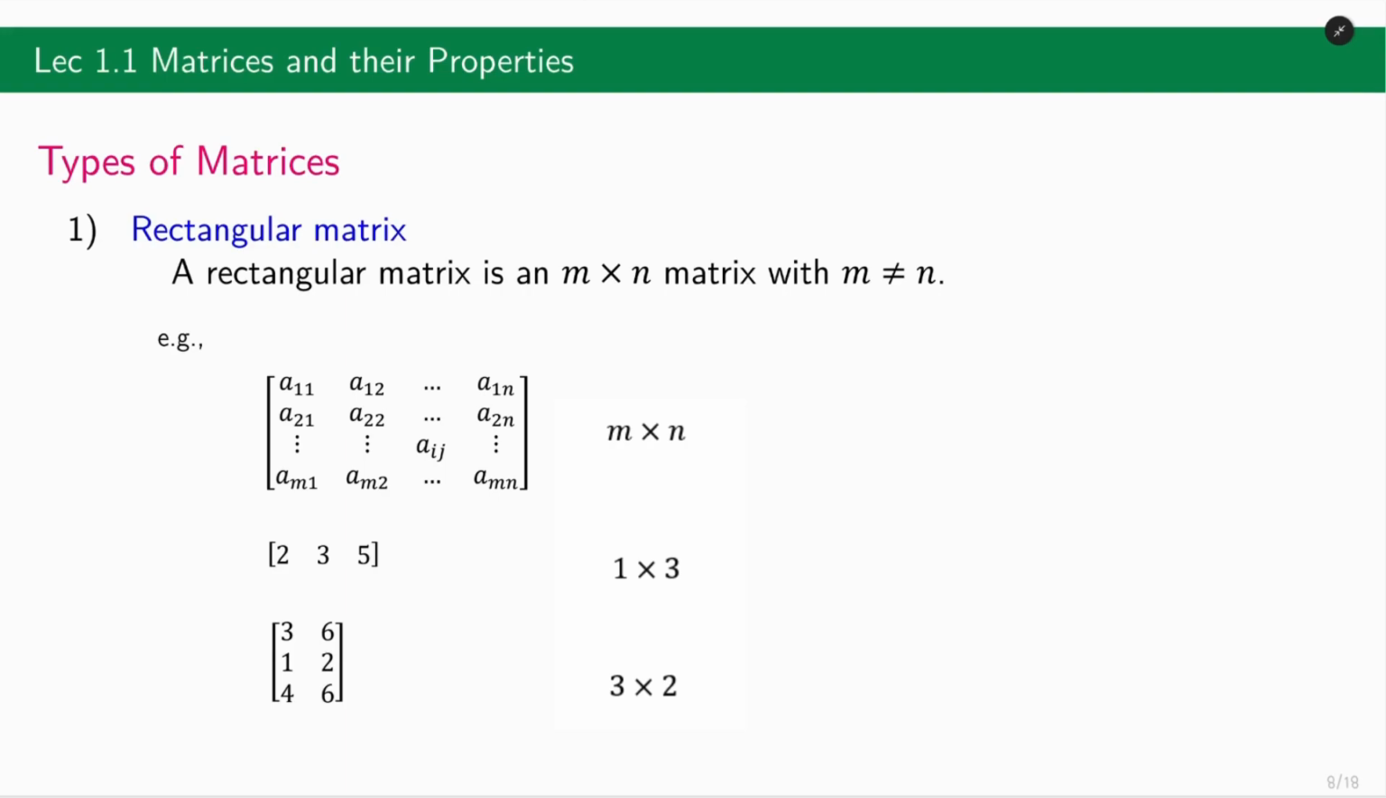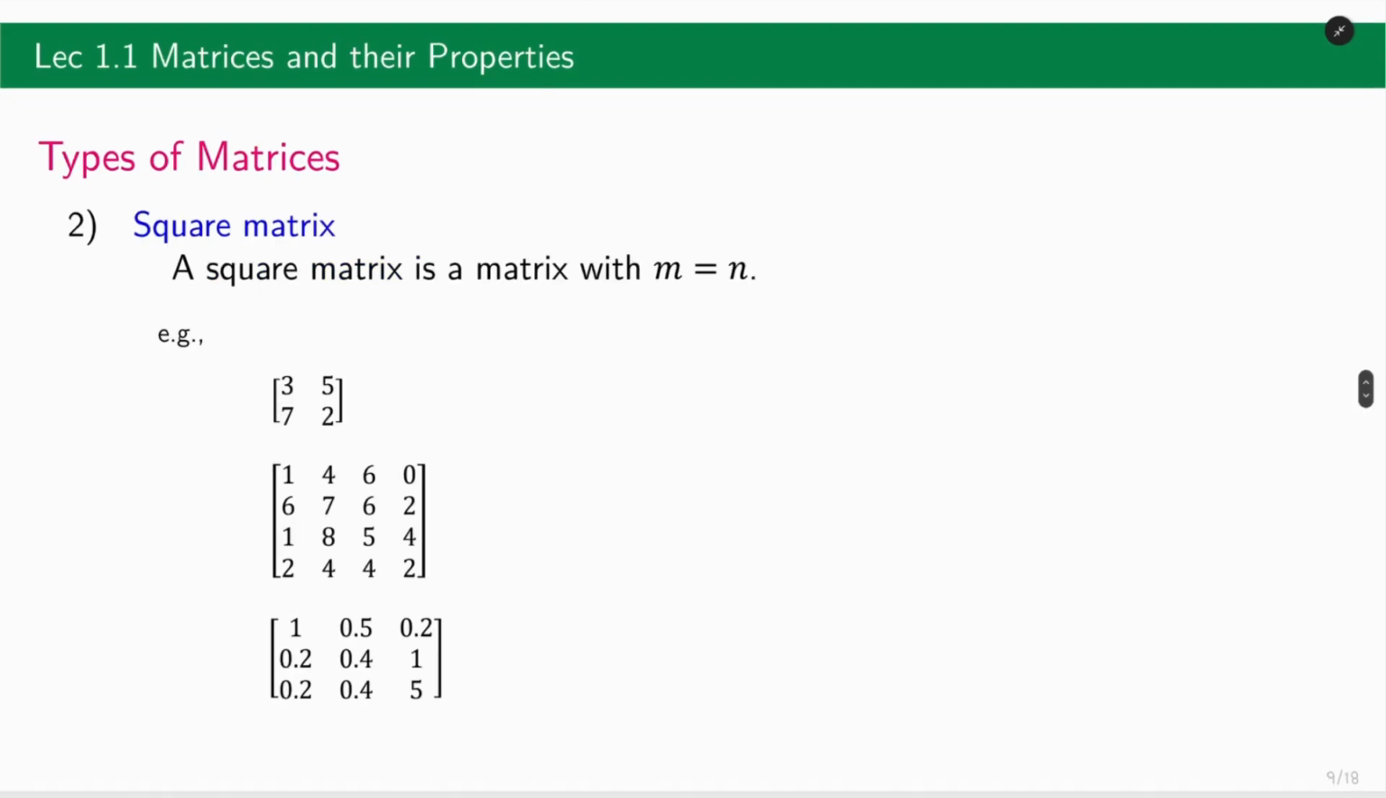Let us now discuss the types of matrices. First, we have the rectangular matrix. A rectangular matrix is an m by n matrix with m not equal to n, meaning to say the number of rows is not equal to the number of columns. These are our examples. Next, square matrix. A square matrix is a matrix with the number of rows equal to the number of columns. Here we have a 2 by 2 matrix. Here we have a 4 by 4 matrix. And here we have 3 by 3.